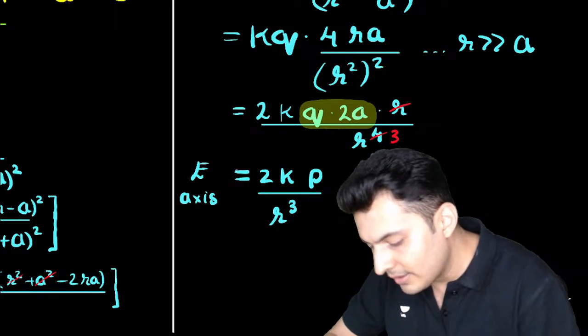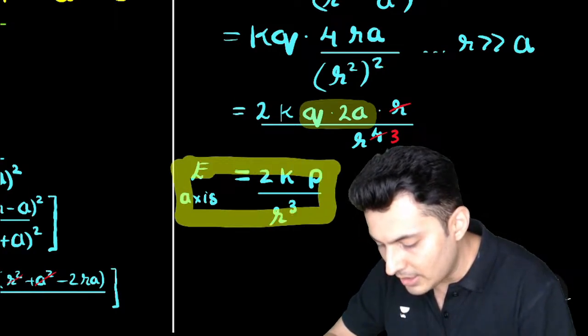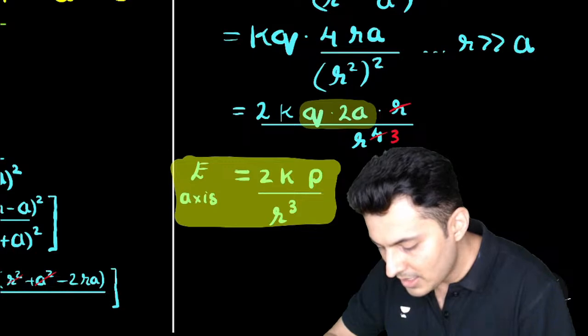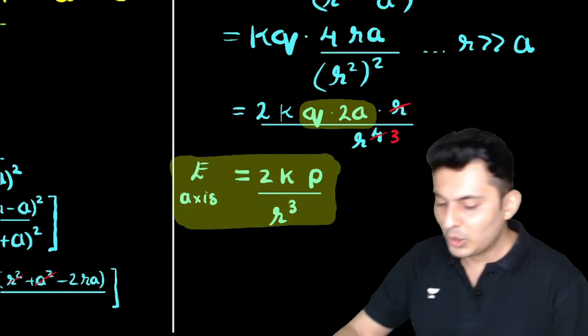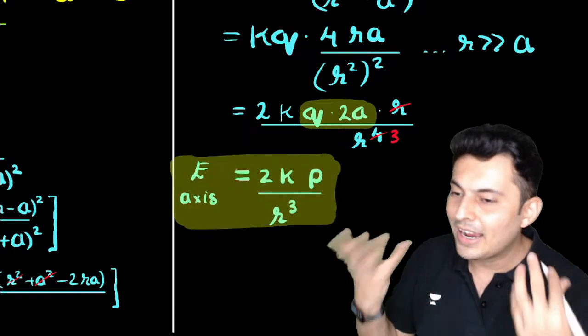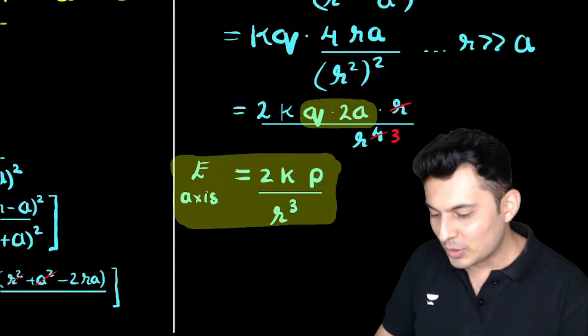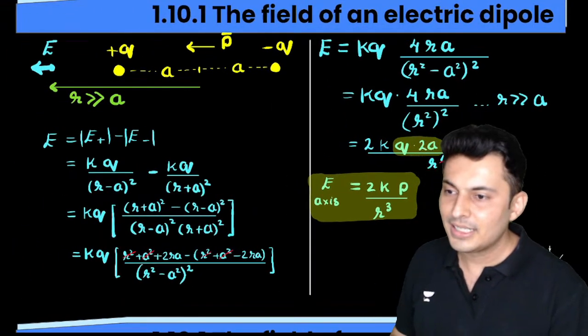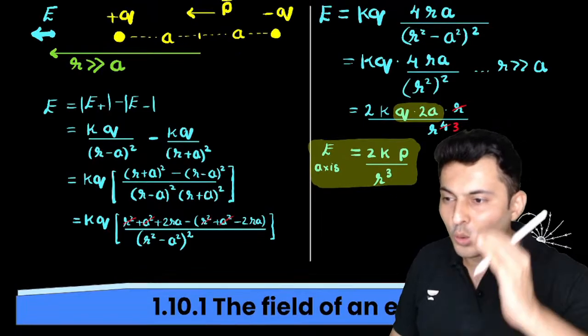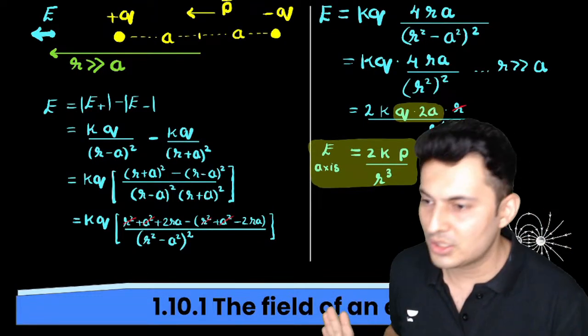So I feel we should definitely block this off. Yes. So that's the formula: 2KP divided by R cube. Understood the derivation, my dear students? Isn't it simple? If you go step by step, you understand everything.